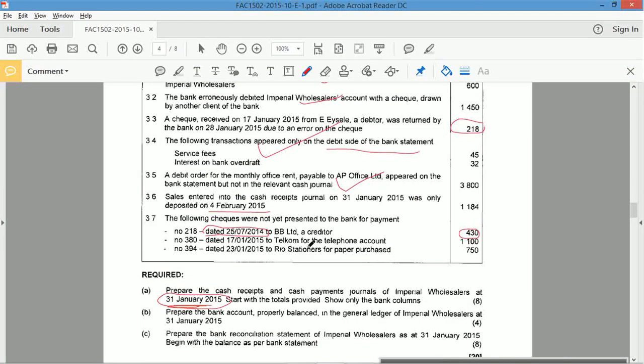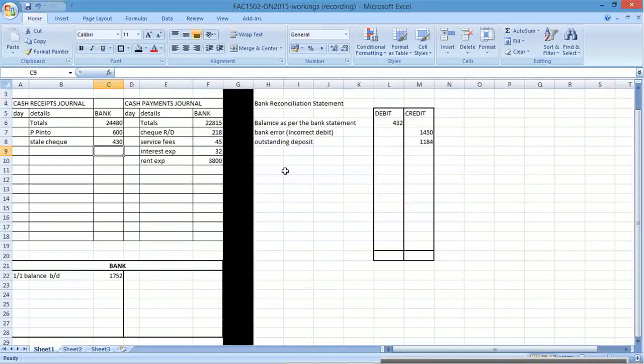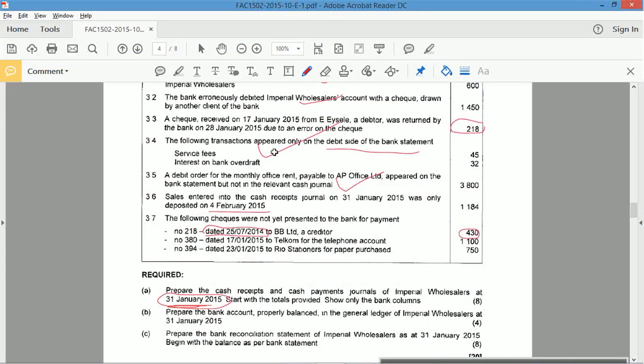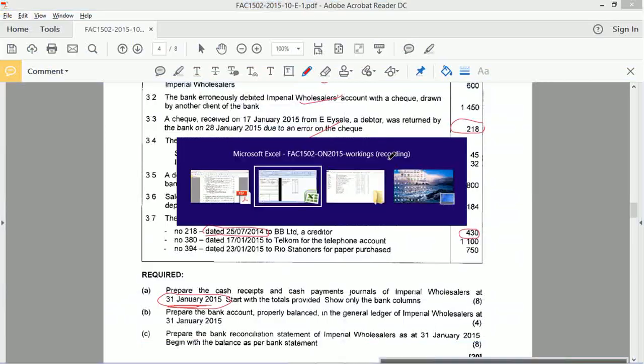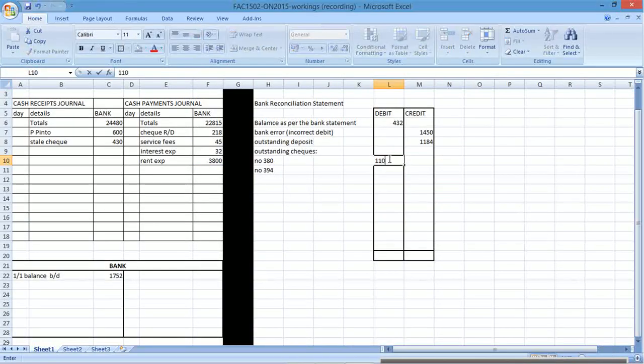Telephone and paper, so stationery. Telephone and stationery, these checks were not presented to the bank for payment, so that's outstanding. Outstanding checks. Number 380, 380, and 394. So 1100 and 750. And that's it.